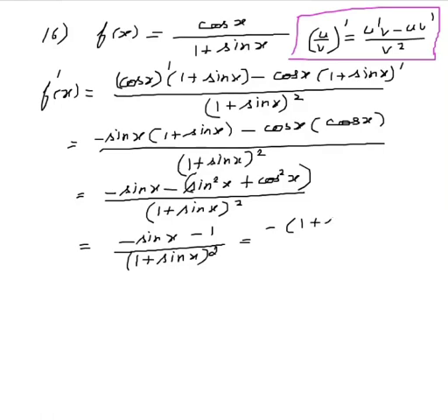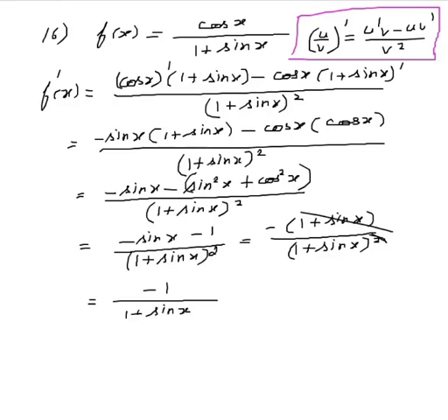Take out the negative sign. We get 1 plus sin x in the numerator, and the denominator also has the same factor. Cancel. Therefore, the answer is minus 1 divided by 1 plus sin x.